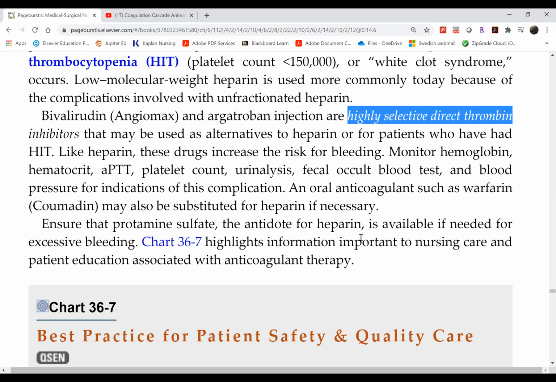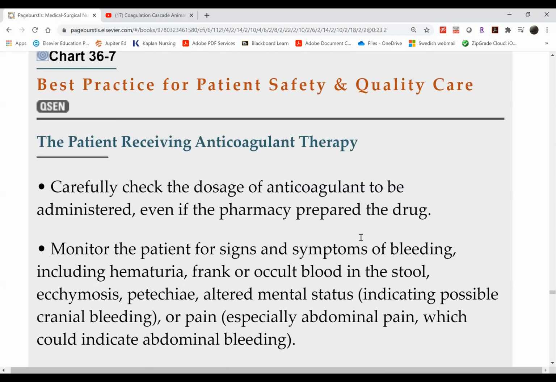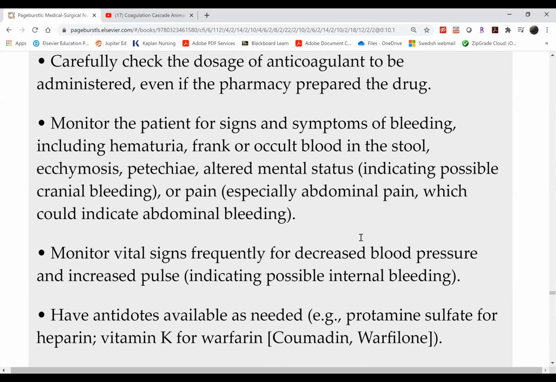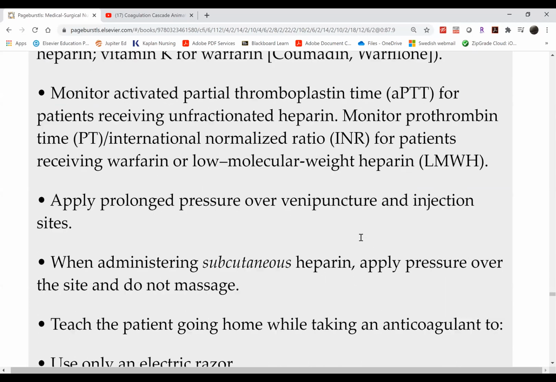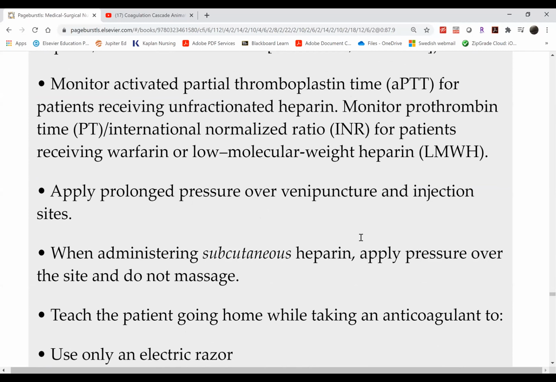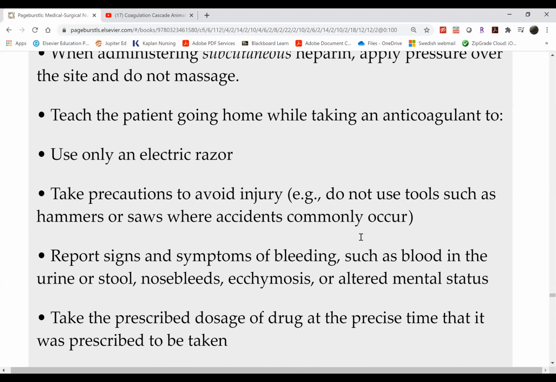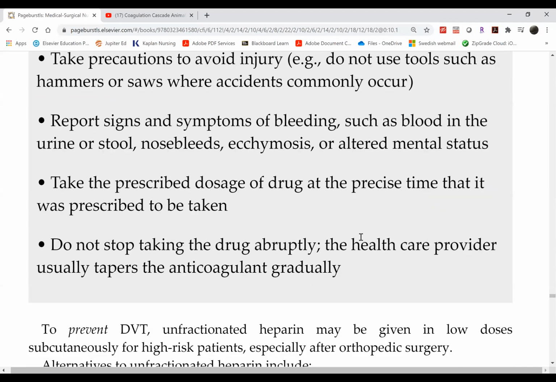Here is your best practice. Any patient on anticoagulants is on bleeding precautions. Let you read that on your own. Monitoring for bleeding, having your antidote ready, and what to teach the patient to avoid bleeding.